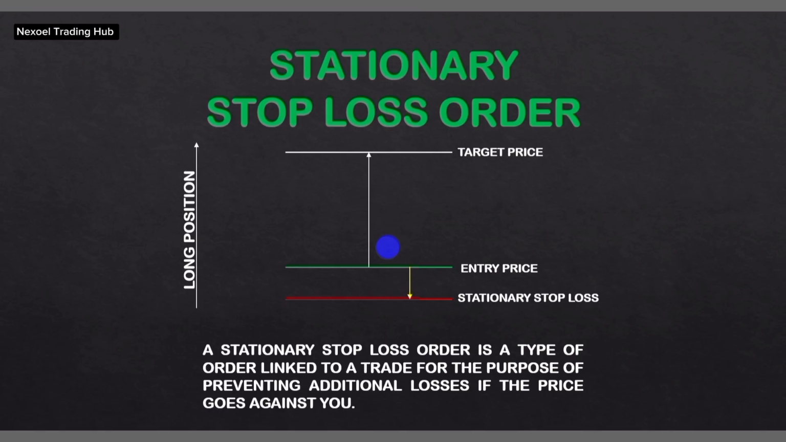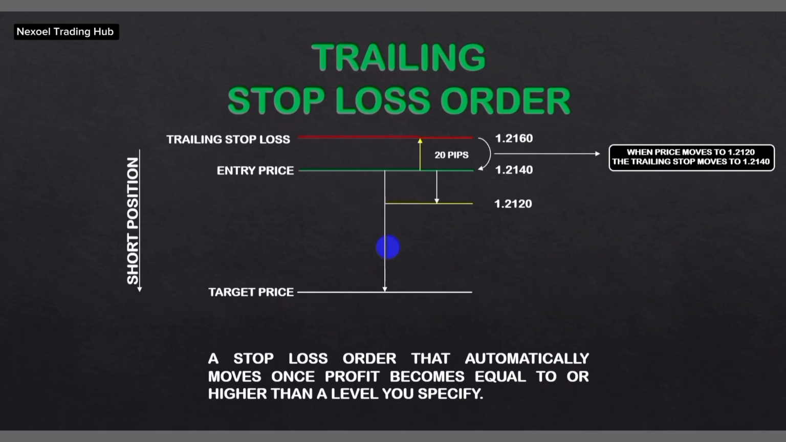So the next Forex market order that we have is actually what we call the trailing stop loss. From the word trailing, you would understand that it has to do with motion. It has to do with movements. It is dynamic in nature.